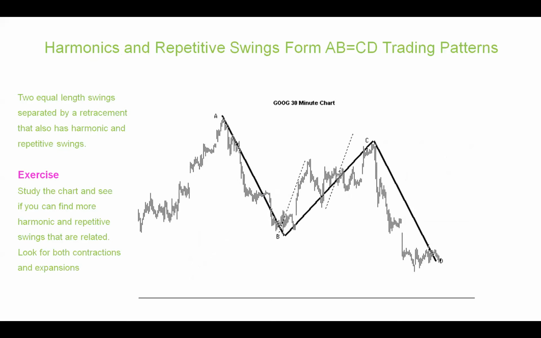You have to have some type of swing to do it. So here we have two equal length swings, and then our B to C retracement leg. Look at this. This is also made up of two equal length swings. So that is not unusual at all to see.